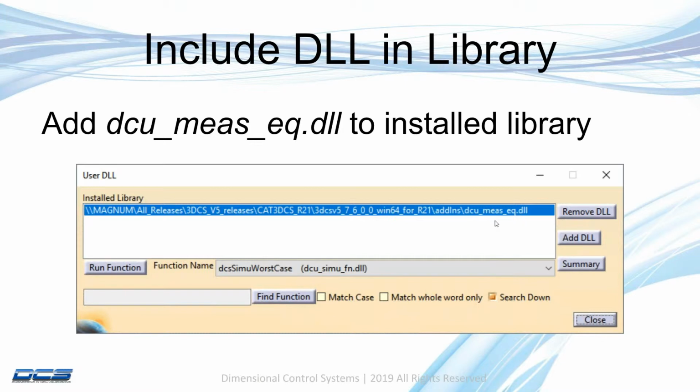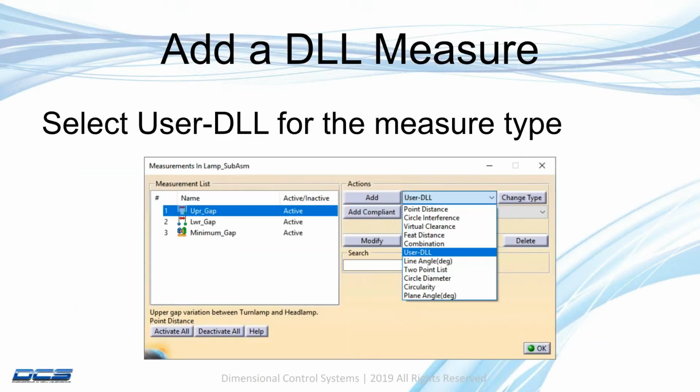DCS_mesh_EQ.DLL. The default location is in this add-ins folder. Hopefully with your install, it'll default to this path. If not, you may have to talk to your IT or whoever installed 3DCS for you as to where exactly this folder is located. But this is included with all copies of 3DCS. So this is a measure.